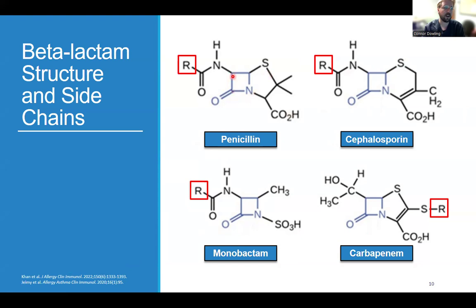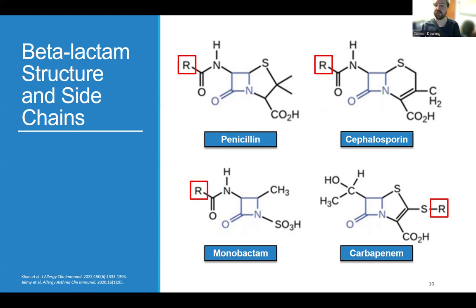As you can see here, all of our beta-lactams, whether it's a penicillin, a cephalosporin, a monobactam like aztreonam, or a carbapenem, they all share this beta-lactam ring. The one difference that we see between each of our different drug compounds is where we have our different R group side chains. And these R group side chains are what are thought to be our primary source of mediating allergy and cross-reactivity.